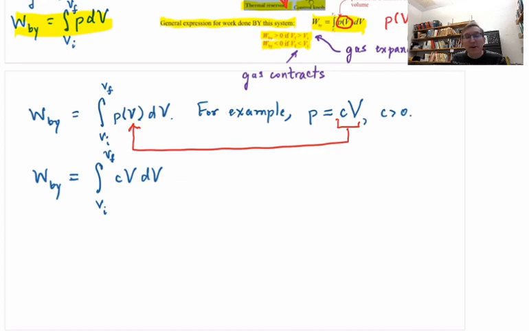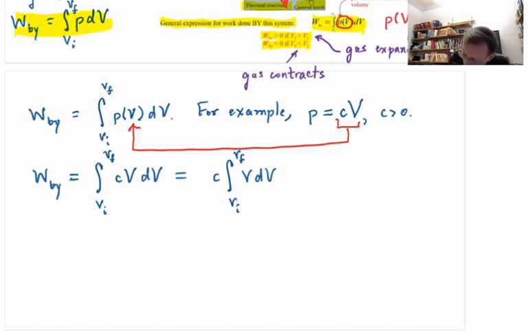Now we use rules of integration, just like if, instead of V's, you had x's. It's the same thinking. C is a multiplicative constant, so you can pull it out front of the integral. So I have C times the integral from V initial to V final of V dV. Now that's the same integral as the integral of x dx, x to the 1 power dx, from x initial to x final. And I think you know how to integrate x to the 1 power dx. It's x squared over 2.